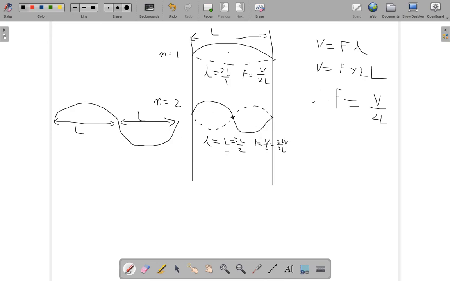Alright, now that whole thing is one whole complete oscillation because you're going from one point through a trough, then a crest, and then a trough, and then back to the same point. So it's a complete oscillation. So this length is the wavelength, equal to L. And the frequency is, well, speed over wavelength, so V over L. Now let's look into the third harmonic, n equals 3.